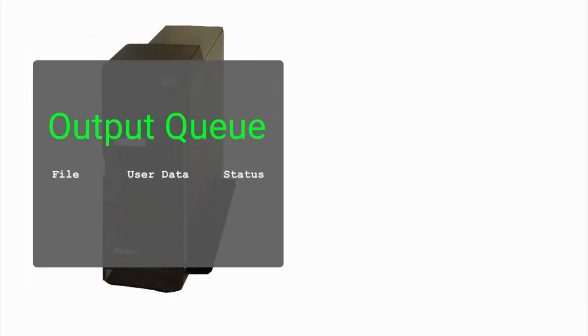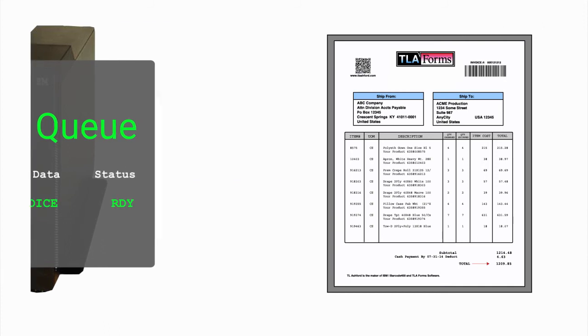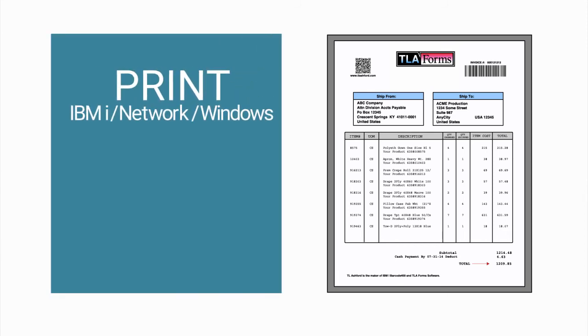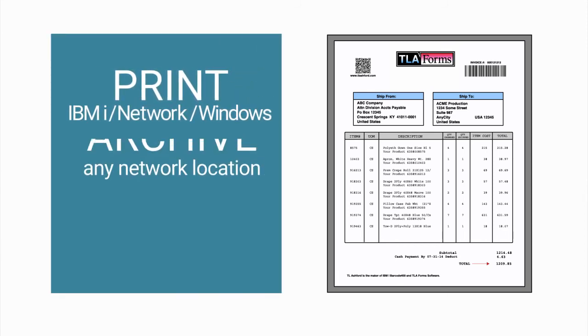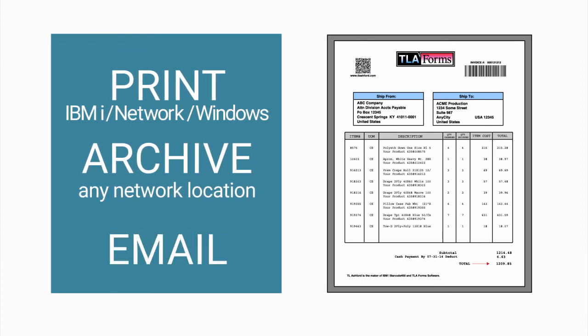Once your form's designed, TLA Forms will watch for your application to generate a new spool file in the output queue. When a new spool file appears, TLA Forms will take the data from that spool file, apply it to your form, and output your form. And again, the software can print your form, generate the form as a PDF, save it to your network, and it can email the PDF automatically.